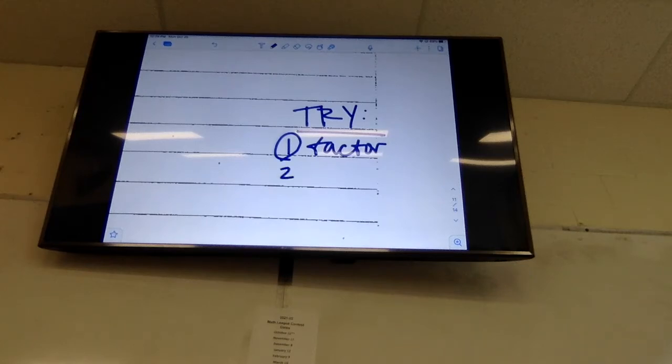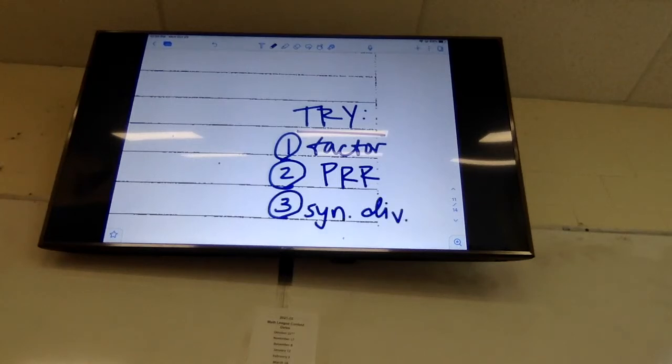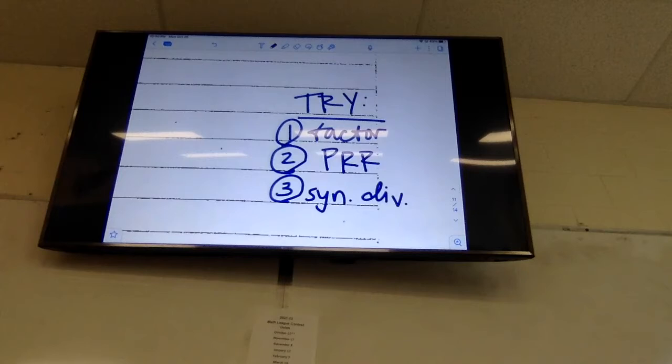The second thing, I haven't taught this to you yet, but I will teach it to you in a second: find the PRRs, the possible rational roots. Does that stir anything in your brain? Possible rational roots? Yes, no, maybe? Okay, not getting any response, so that's a no. That's okay. And then after that, I would try to synthetically divide. Most of the time, once we've done that, if there's still more to go, then we come back to the top and start again. Try to factor again, try PRR again, try to synthetically divide again.